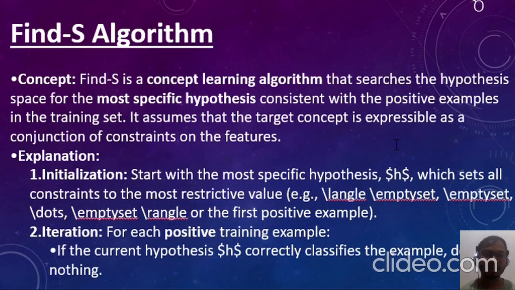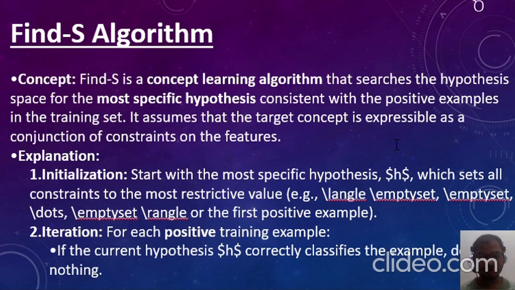Now the Find-S algorithm concept. Find-S is a concept learning algorithm that searches the hypothesis space for the most specific hypothesis consistent with the positive examples in a training set. It assumes that the target concept is expressible as a conjunction of constraints on the features.